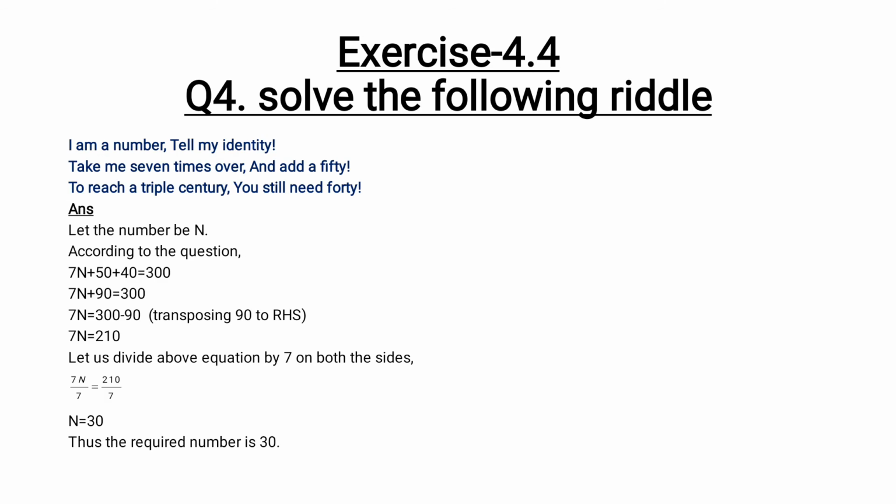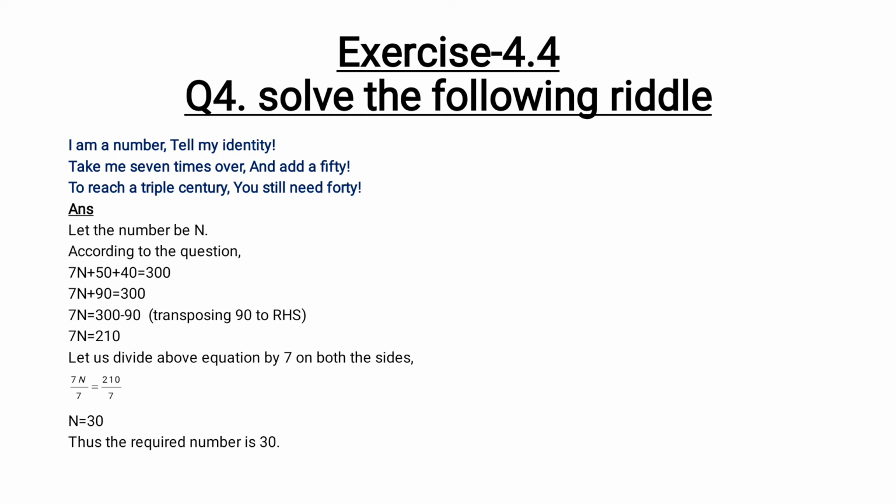Question 4. Solve the following riddle. I am a number, tell my identity. Take me 7 times over and add a 50. To reach a triple century, you still need 40. Here, let the number be n. So, according to the question, 7n plus 50 plus 40 is equal to 300.